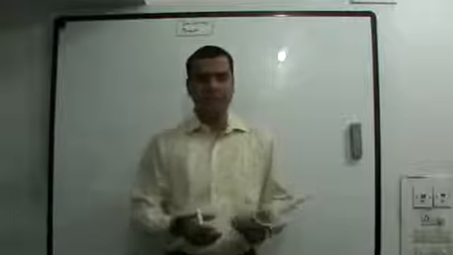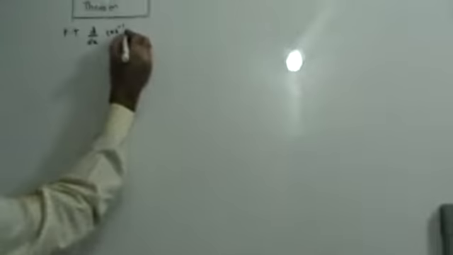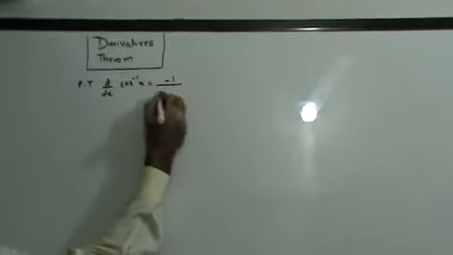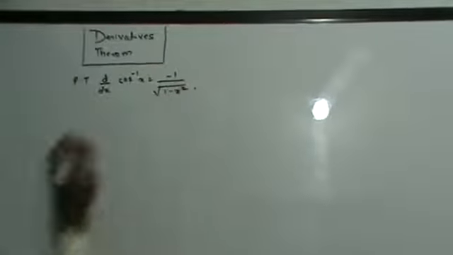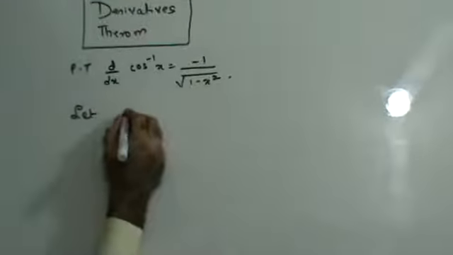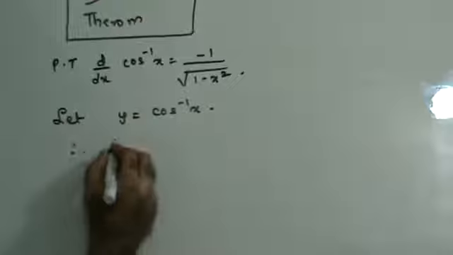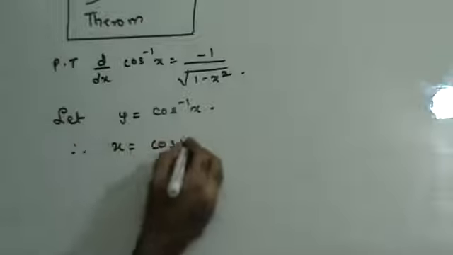Right, let's start with the derivative theorem. Prove that d by dx of cos inverse of x is minus 1 upon square root of 1 minus x square. So let us assume that y is equal to cos inverse of x. Therefore, I can say that x is equal to cos y.